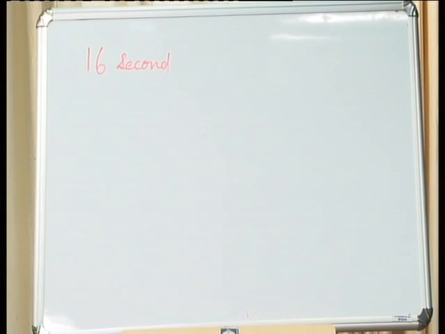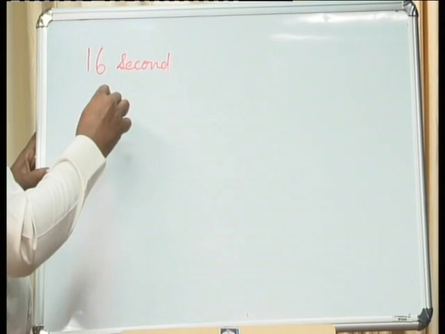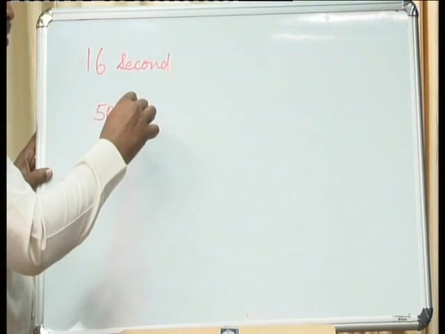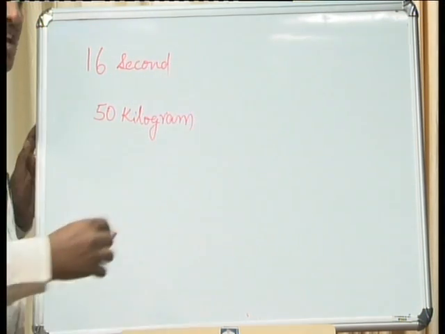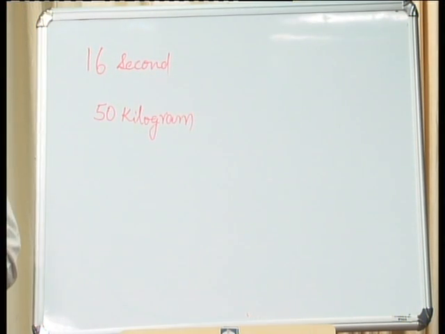For example, to shift an object from one place to another, work has to be done. Even though it is a plural form, do not write the plural form. What is the mass of the object? If it is 50 kilograms, you just write 50 kilogram only. So, avoid the plural form even though the quantity is large. That is the first convention.